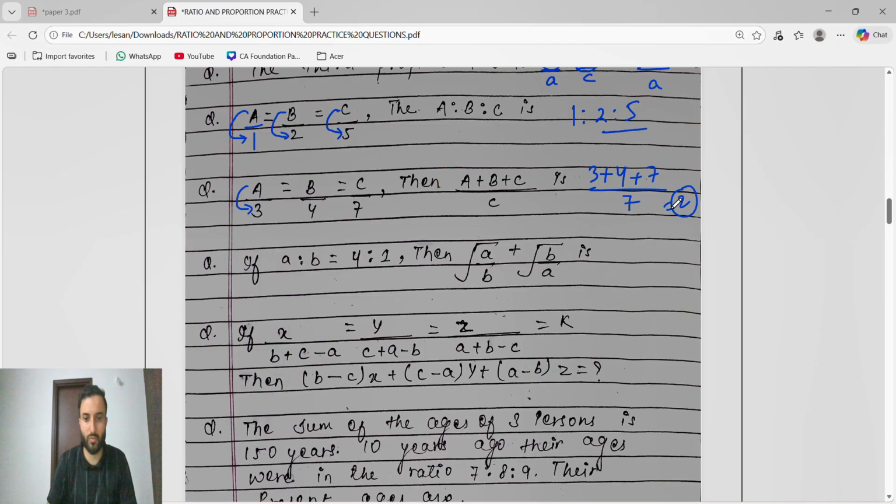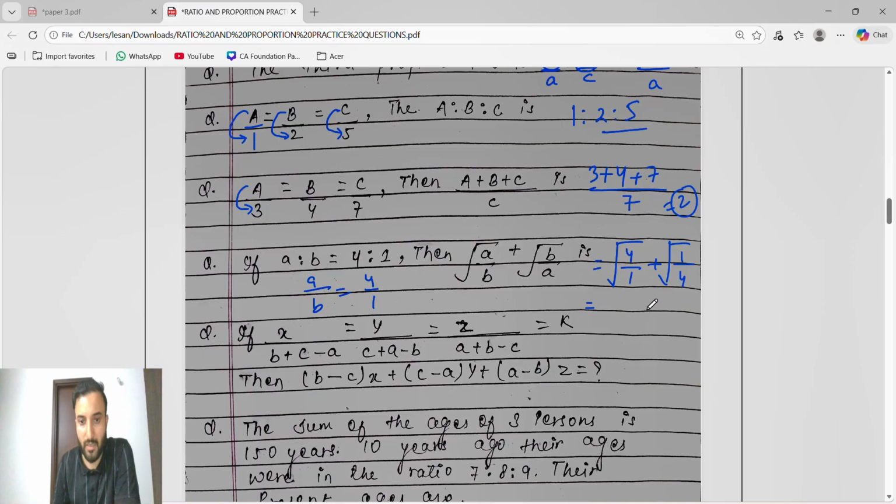Correct answer is 2. Now a by b equals 4 by 1. You have to find the square root of a by b plus the square root of b by a. A by b means the square root of 4 by 1, plus b by a means the square root of 1 by 4. Very simple guys.